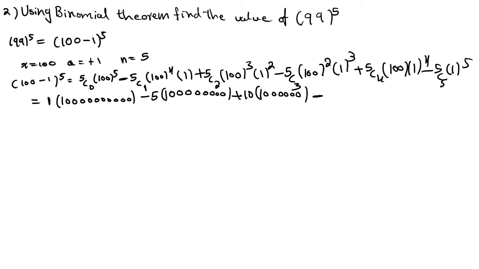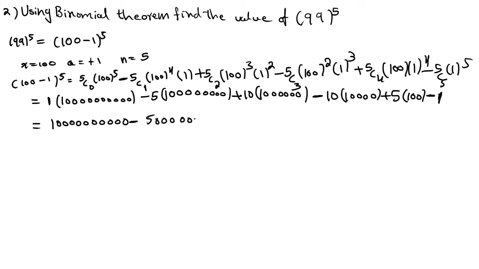Then minus 5C3 value is again 10. 100 square means 4 zeros. 1, 2, 3, 4. Plus 5C4 value is 5 into 100, minus 5C5 value is 1 into 1 to the power 5 is 1. 1 into 1 is 1. So it's equal to 1, 2, 3, 4, 5, 6, 7, 8, 9, 10. Minus, you will get 5 into this number, 1, 2, 3, 4, 5, 6, 7, 8. Okay, the number of zeros remains same, but you need to multiply 5.